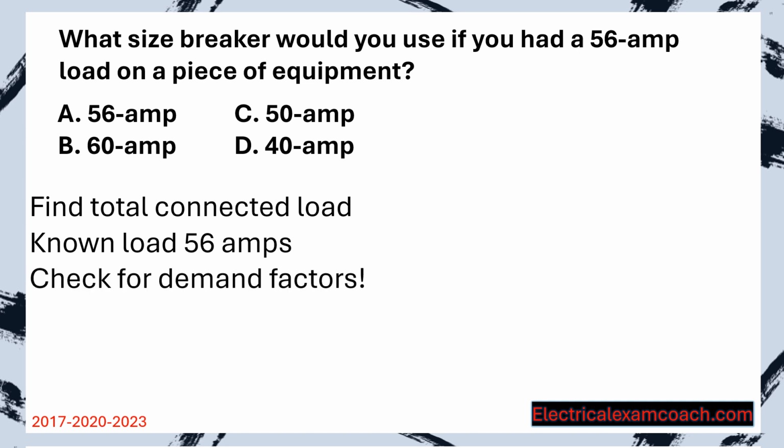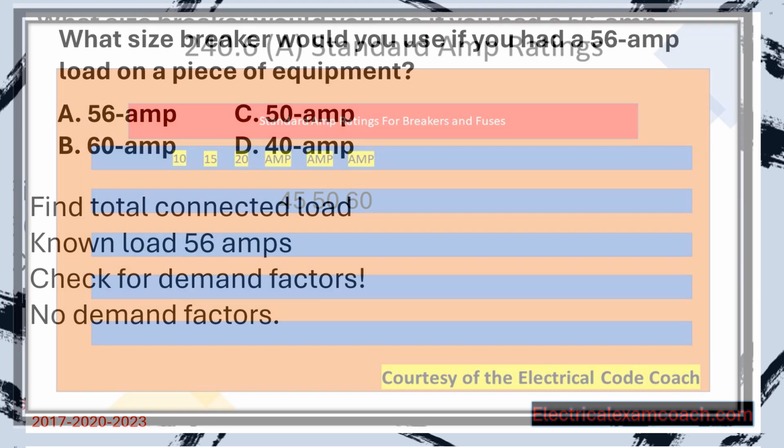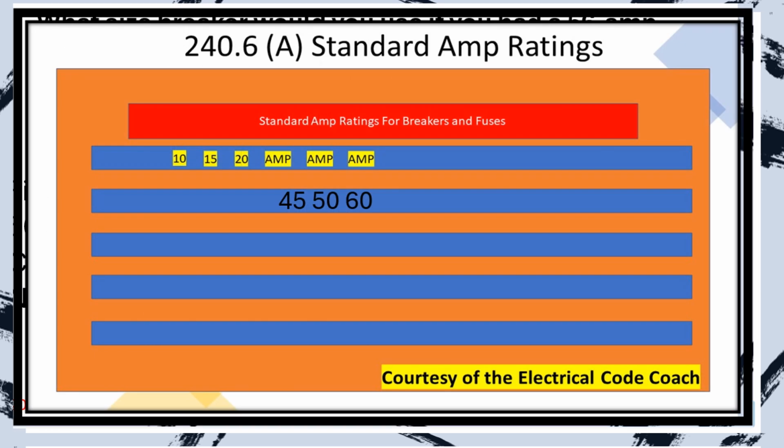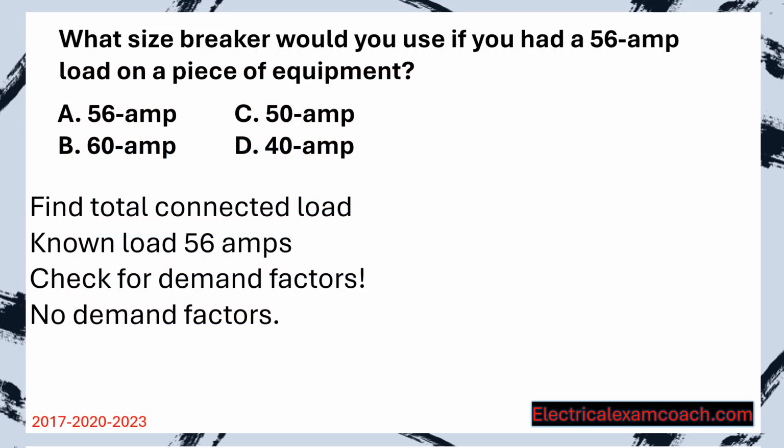In this case, it doesn't mention that it's a continuous load or that it's running for any specific amount of time. It also doesn't call out a specific type of equipment, like a motor or air conditioner compressor, that might lead us to other sections of the code. Therefore, there are no demand factors. We head over to table 240.6(A) and we select the next size up. In this case, we have a 56 amp load, which would lead us to select a 60 amp overcurrent device.